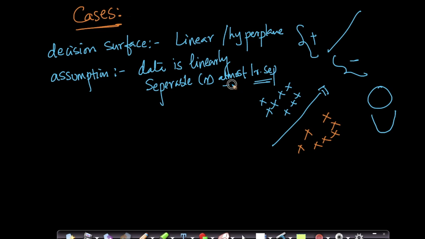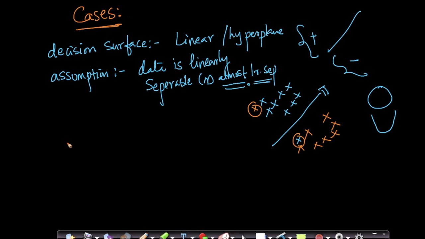Almost linearly separable basically means there might be one odd point here that may not be perfectly separable. For example, there is a blue point here and there is a red point there. Almost linearly separable means that most points can be separated. There might be some errors in separation, right? That's a fundamental assumption that logistic regression is making for all of its workings, right?